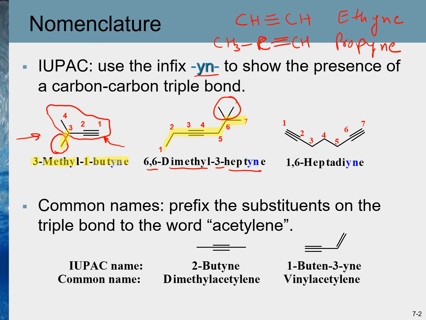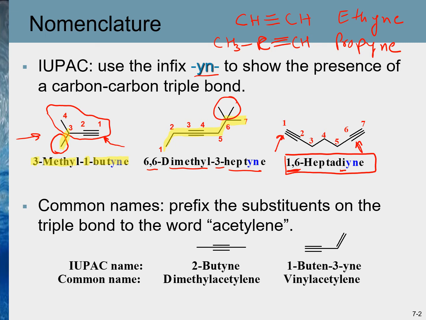And if we have multiple triple bonds, then we use diyne or triyne to identify the presence of 2 triple bonds or 3 triple bonds. And we also use numbers to show the position of the triple bonds. For example, in this case, the triple bonds start at carbon number 1 as well as carbon number 6, and the longest parent chain is 7, so it's a heptyne. But because there are 2 triple bonds, the hydrocarbon is named 1,6-heptadiyne.